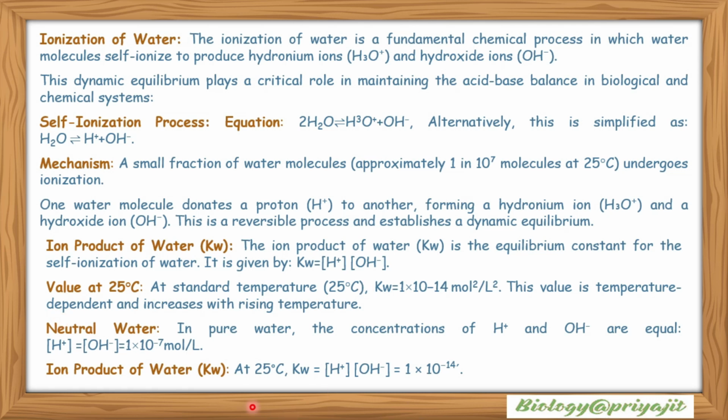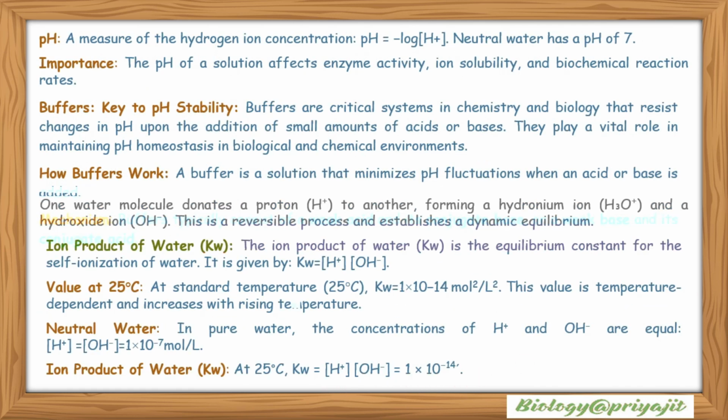Neutral water. In pure water, the concentrations of H+ and OH- are equal. That is, [H+] equals [OH-] equals 1 times 10 to the minus 7 mole per liter. So the ion product of water, or Kw, at 25 degrees Celsius is [H+] times [OH-] equals 1 times 10 to the minus 14. pH.